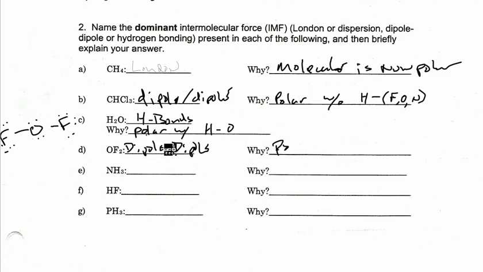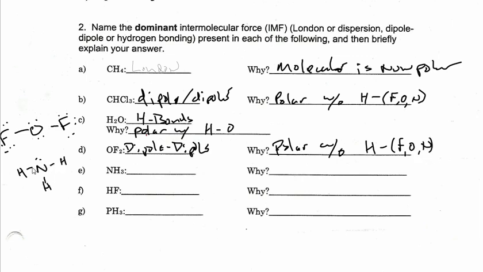Why? Because it's polar without hydrogen to fluorine, oxygen, or nitrogen bonds. So take a look at NH3. If we do the math, we're going to find out that we need 3 bonds. And we've got lone pair electrons on our nitrogen to make it happy.